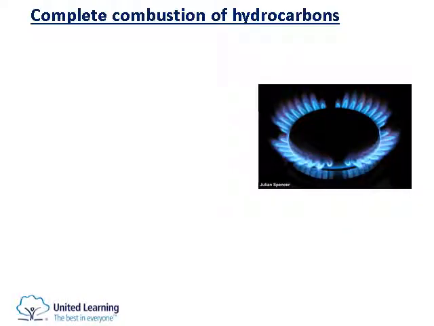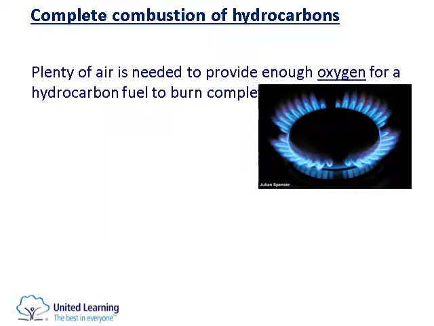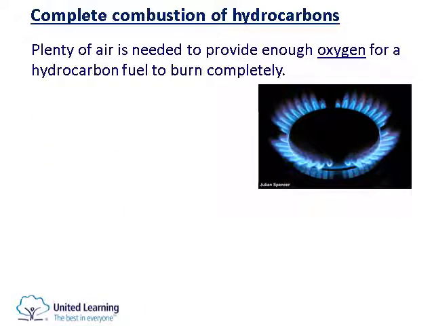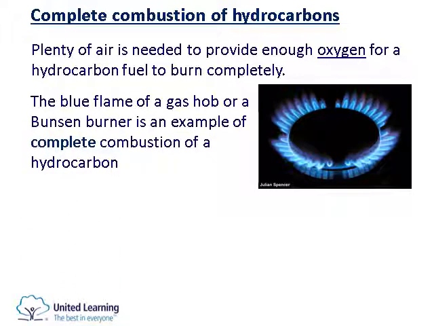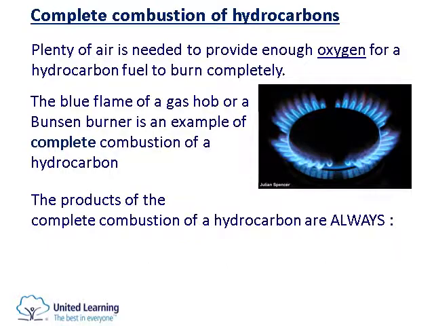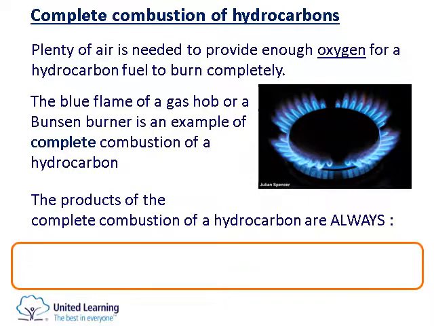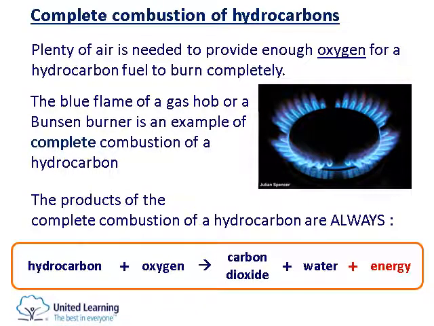So when we're talking about combustion, which is burning, we have 2 types. We're going to talk about complete combustion first, and that's where you have plenty of oxygen, so all of the fuel is able to burn. For example, the blue flame of a gas hob, or that on a Bunsen burner, is an example of complete combustion of a hydrocarbon, because all of that fuel is being combusted. The products are always the same, so we always have the hydrocarbon reacting with oxygen to produce carbon dioxide, water vapour, as well as energy.